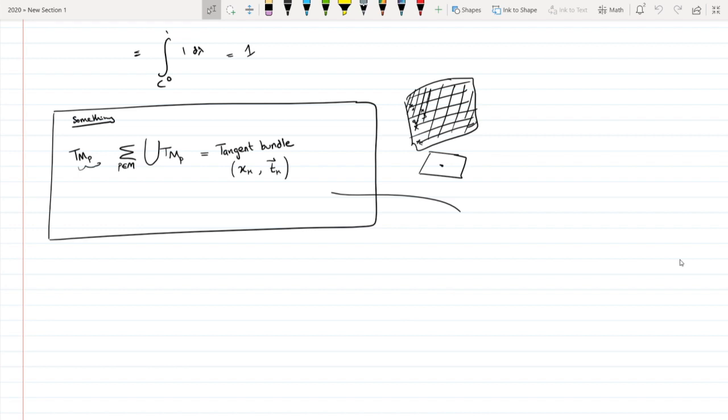We said we needed the position, right? And we also said we needed the momentum. So if you come back to what I've just written down here, can you see this tangent bundle is uniquely defined by exactly that? You have a position here and a momentum here.